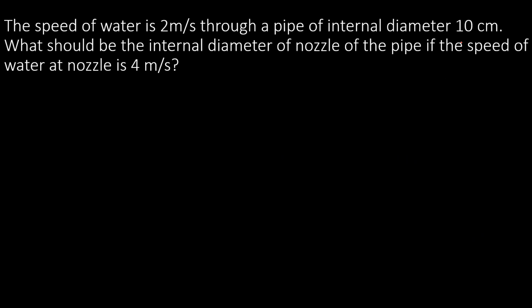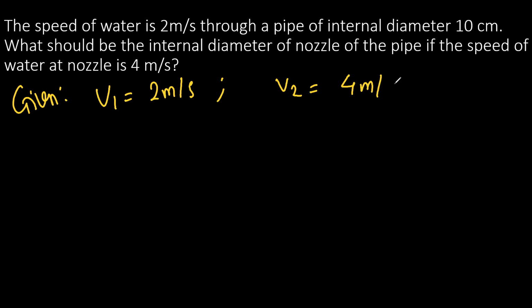The speed of water is 2 meters per second through a pipe of internal diameter 10 centimeter. And what should be the internal diameter of a nozzle for the pipe, so that the speed of water at the nozzle is 4 meters per second? दोनों speed दिया है and एक find out करना है diameter. So initial velocity कितना है? That is 2 meters per second. And final velocity कितना है? That is 4 meters per second at the nozzle. Initial diameter कितना? That is 10 centimeter. And D2 find out करना. D2 is to be found.